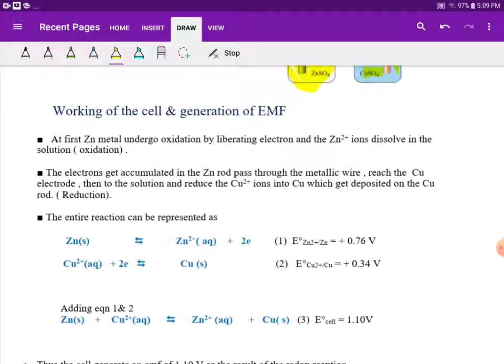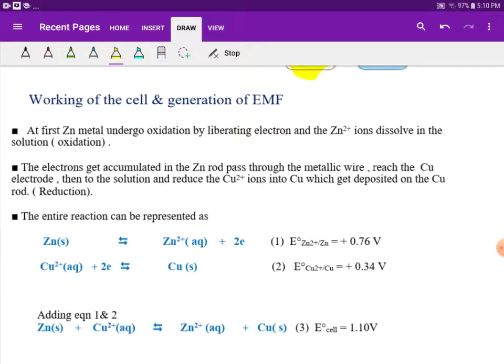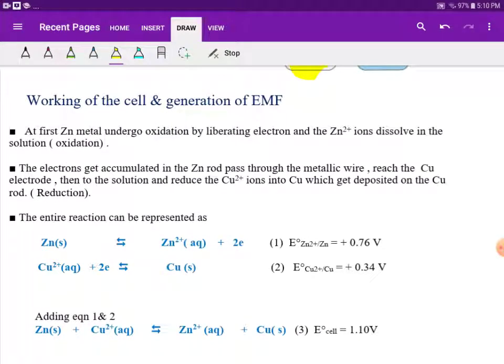Working principle and generation of EMF of a galvanic cell. At first, zinc metal undergoes oxidation by liberating electrons, and the zinc ion dissolves in the aqueous solution. That is the oxidation. So the first step is the oxidation, which initiates the reaction and is spontaneous depending on the nature of the metal.